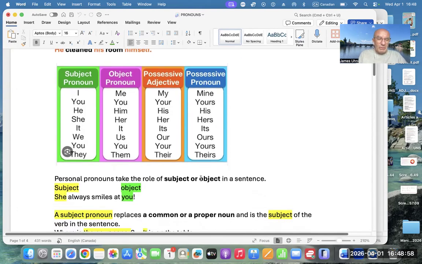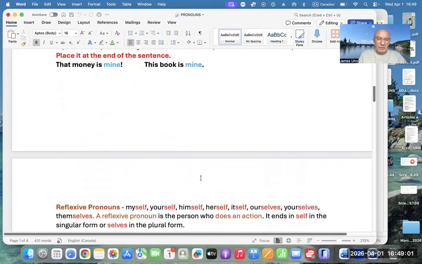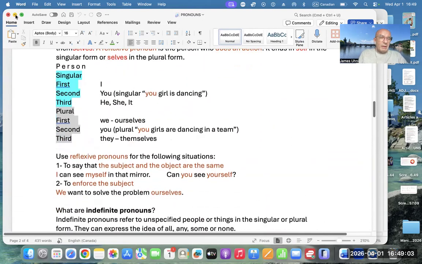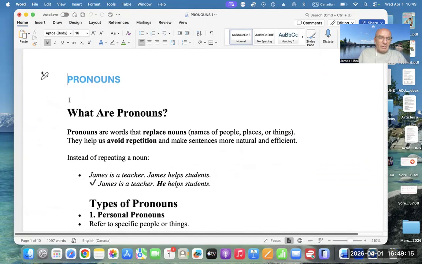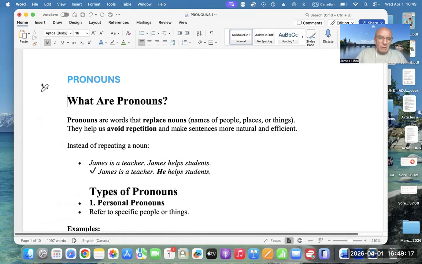Now, I am not going to go through all of this, and what I will do is minimize it, and I will start with pronouns as a really interesting subject. What are pronouns? Pronouns are words that replace nouns, names of people, places, or things. They help us avoid repetition.